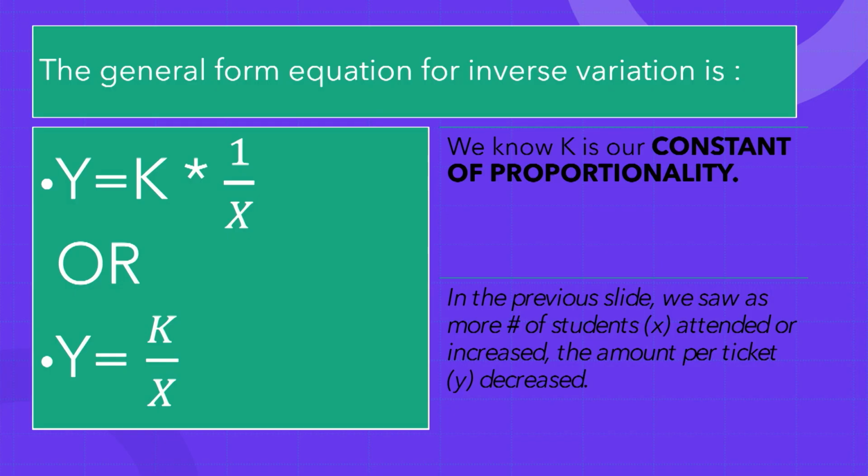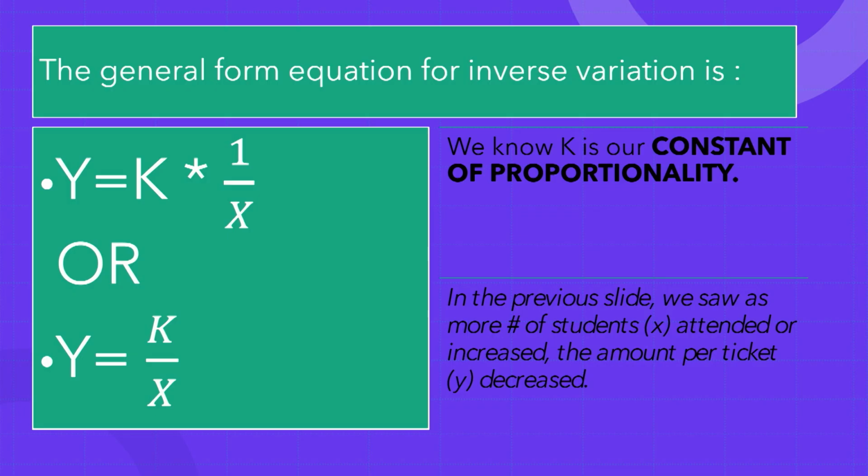So let's look. The general form equation for inverse variation is this. We either have y equals k, which is my constant of proportionality, times 1 over x, or it's y equals k over x.